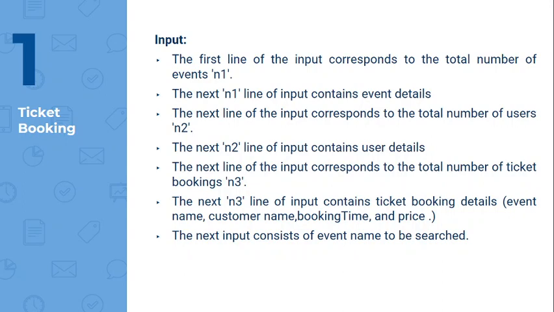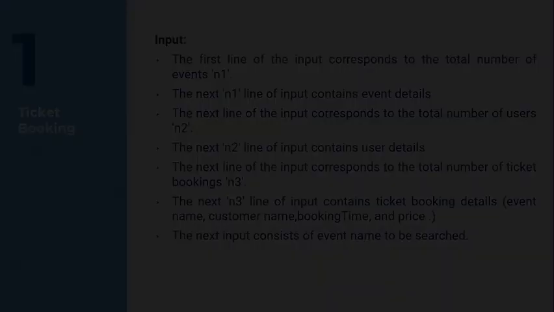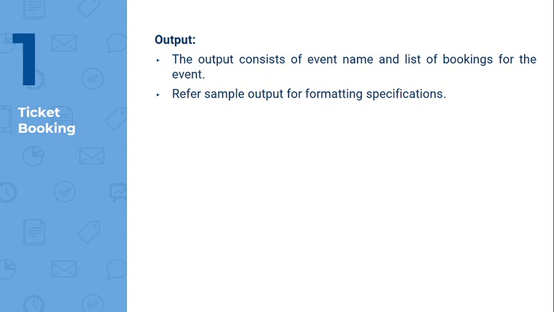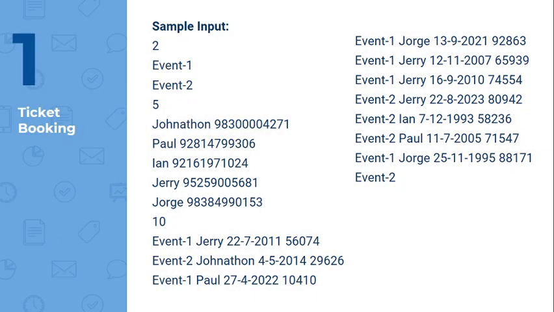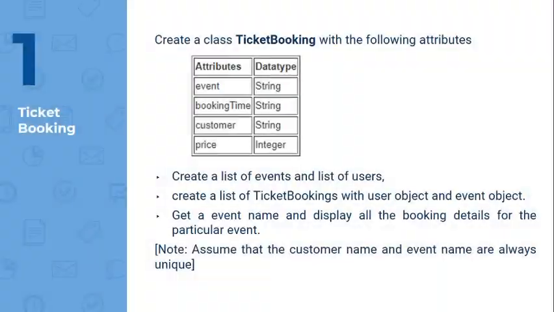The input format: the first line of input contains the number of events followed by the list of event details, the second line contains the number of users followed by the user details, the third line contains the number of bookings followed by the booking details, and the last line consists of the event name to be searched. The output consists of the event name and list of bookings for that particular event. For formatting, we have to check the sample output. We'll come to the sample input and output later. Now let us dive into the solution.